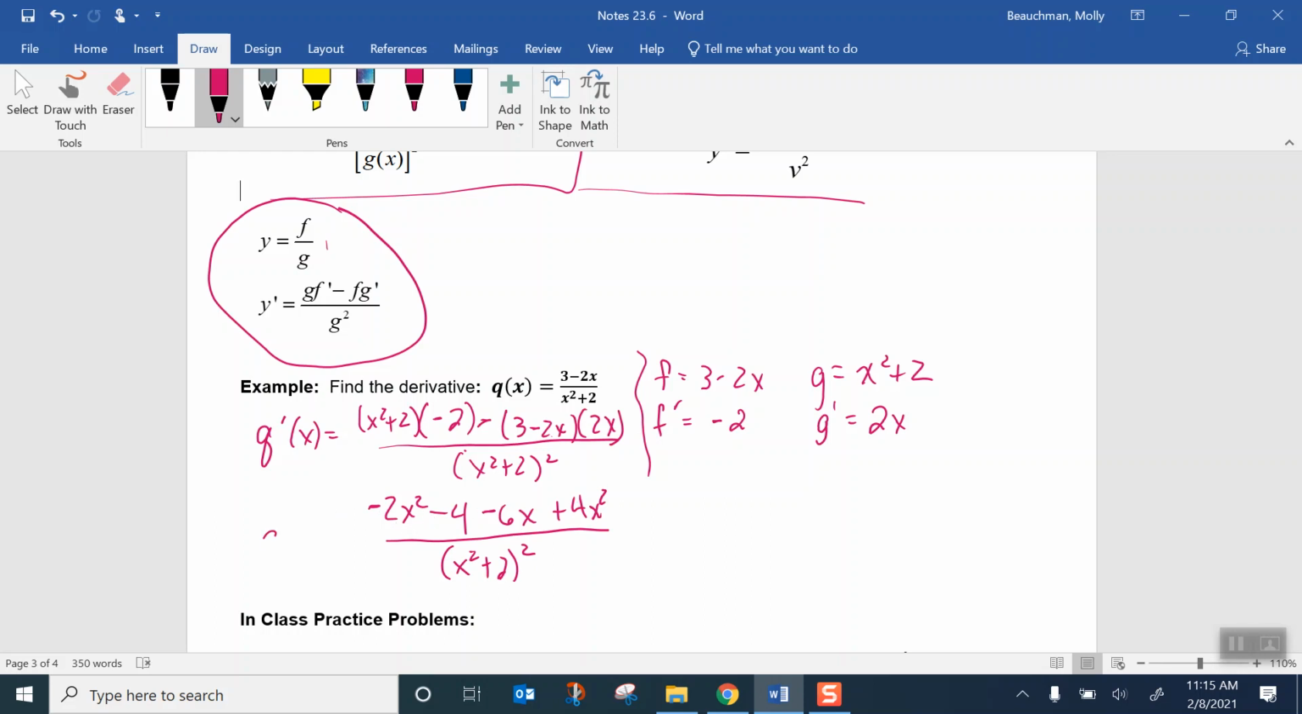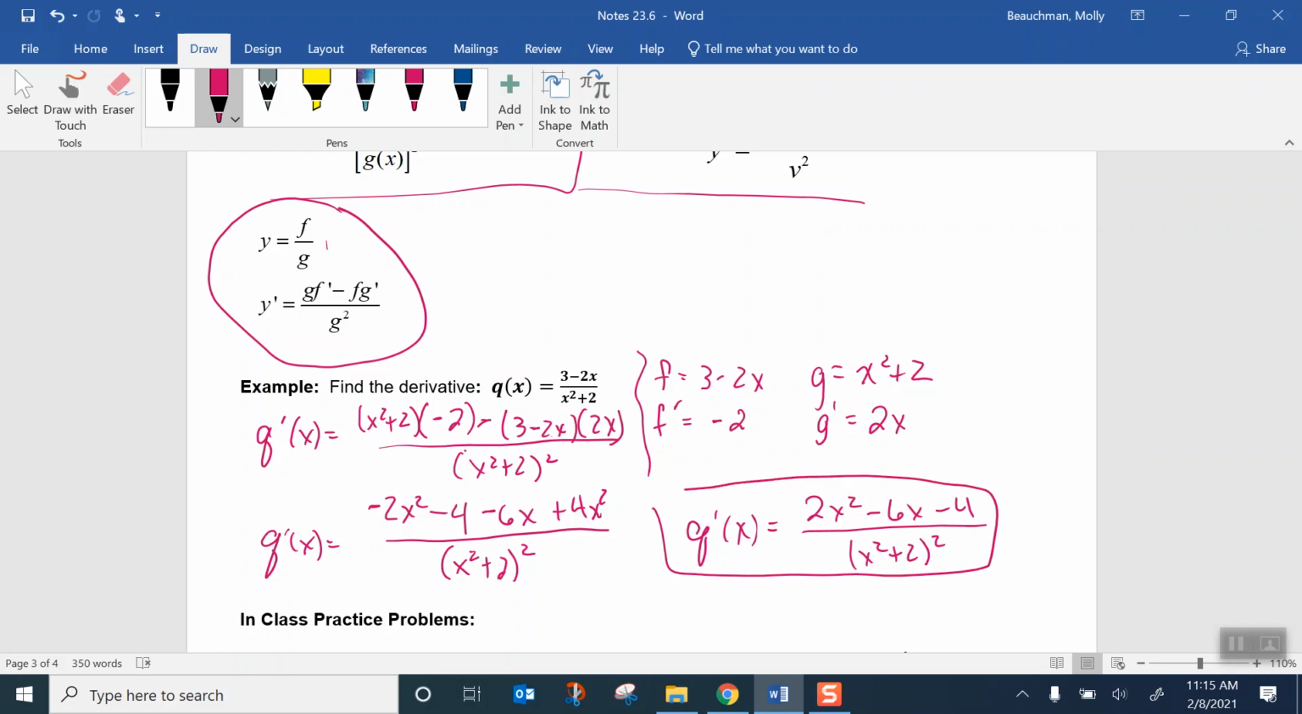Add the like terms in the numerator, and our final answer is negative 2 plus 4, a positive 2, x squared minus 6x minus 4, over the denominator x squared plus 2, squared. Again, leave the denominator factored. If anything, we would try to factor the numerator and see if we could cancel anything. But in this case, it's not factorable, so we leave it.